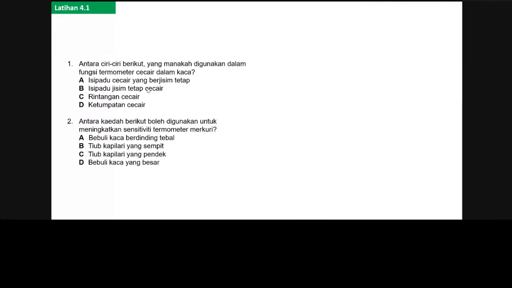Okay, actually jawapan dia is isi padu cecair, jisim mesti tetap. Okay, so it's B. Next, number 2, antara kaedah berikut mana boleh digunakan untuk meningkatkan sensitiviti. Okay. B. Alright. Yes, so B. Tiup kapilari yang sempit. Okay, yang lain is off.